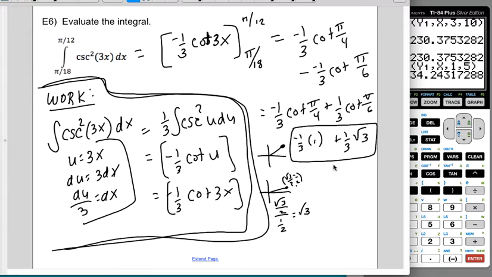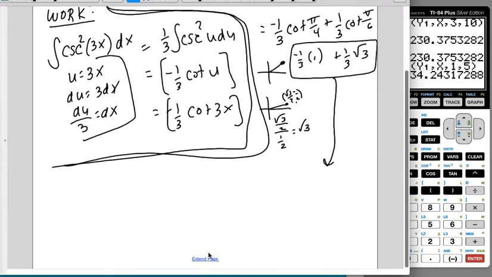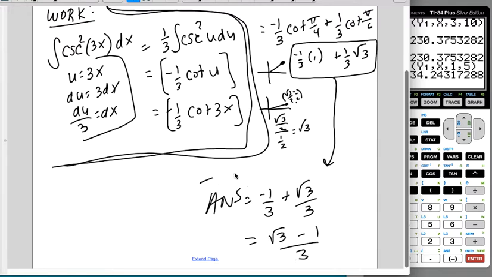I mean, you could try and clean it up if you want. But realistically, your answer is essentially a negative 1/3 plus a root 3 over 3. Or if you want, I guess you could write it as a root 3 minus 1 all over 3. And it doesn't get much better. Like, those are your options. There's no nice way to write it.